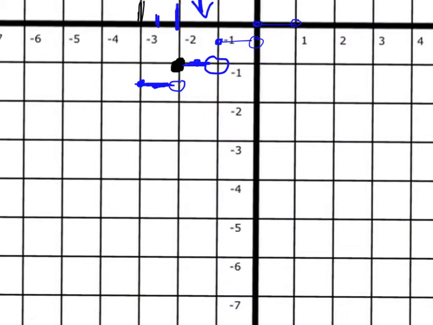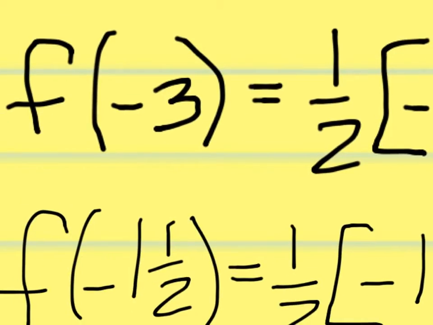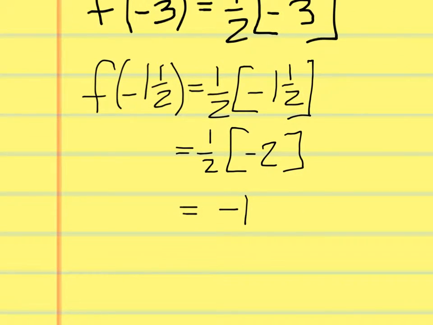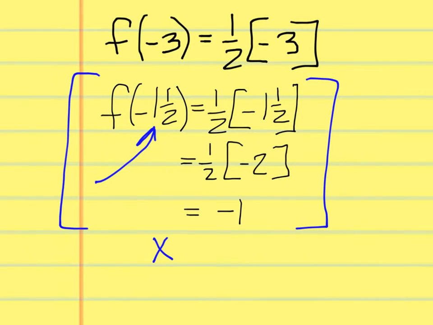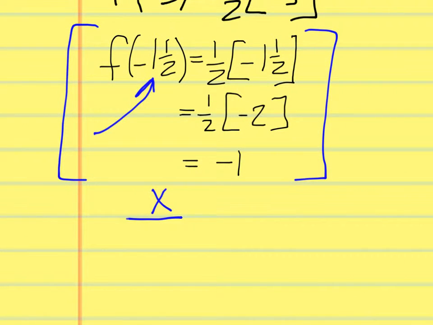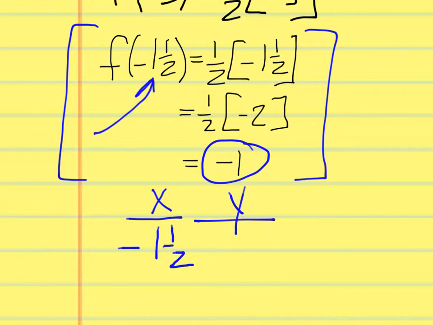The question is, how do you know where to plot it? And you have to remember that, and we'll use this problem here. What you're putting in there is x. That's your x coordinate. What you get back is y. So we put in a -1.5 and came back with -1. So you know that's where to plot it.